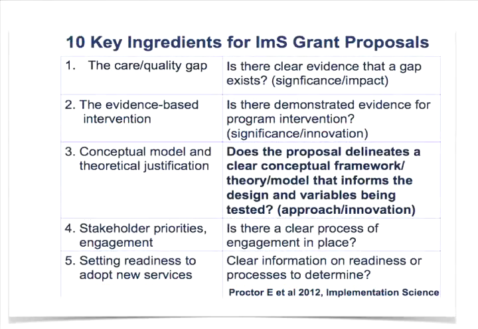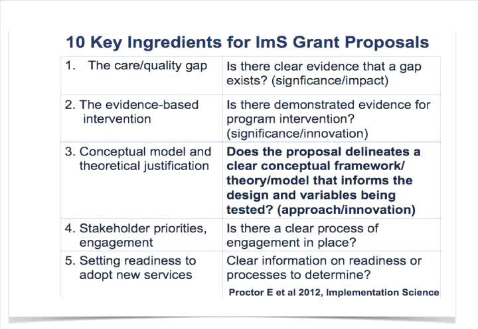There was a publication not too long ago about 10 key ingredients to writing implementation science grants, and this was from Enola Proctor, who's one of the leaders in the field. So I'm just going to go through what those are, and then go through a couple examples of grants that we've written that highlight how we incorporate some of these principles into the various components of at least an NIH grant application. All right, so the first principle is the care or quality gap, right?